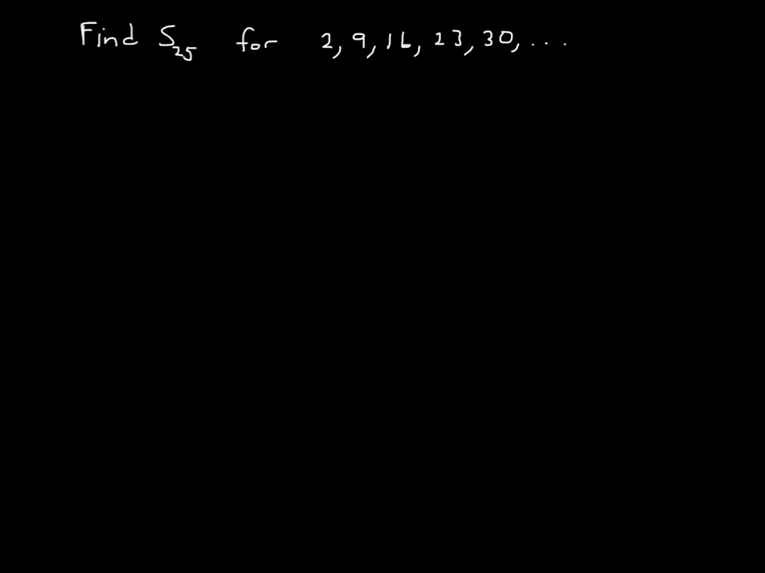And I know my first term in this case is 2, sorry. And looking at this problem, I can identify that the common difference is 7. So for this particular problem, I can say that my general term, a sub n, is equal to 2 plus n minus 1 times 7.